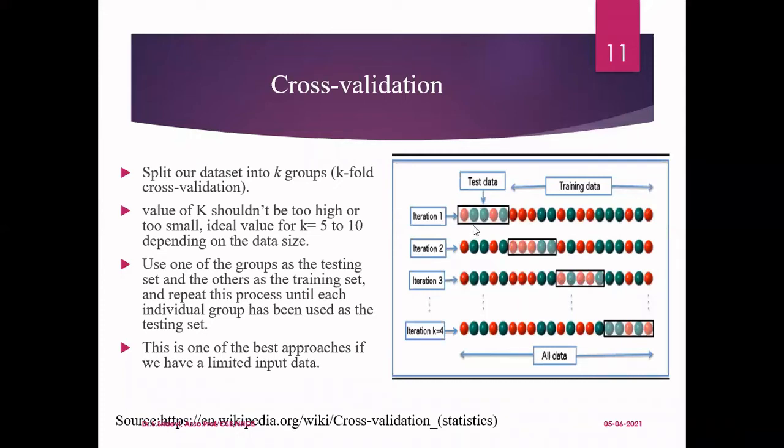Okay, so what you have to do here, this group is first used as testing. In the second iteration, the second group is used as testing. In the third iteration, the third group is used as the testing sample. In the fourth iteration, the fourth group will be used as the testing sample. Minimum, you should go for 4 iterations so that all the groups are used as testing samples. And this is the best approach if we have limited input data.